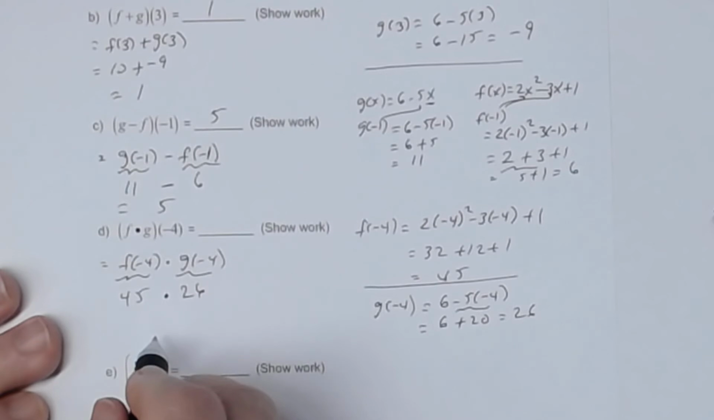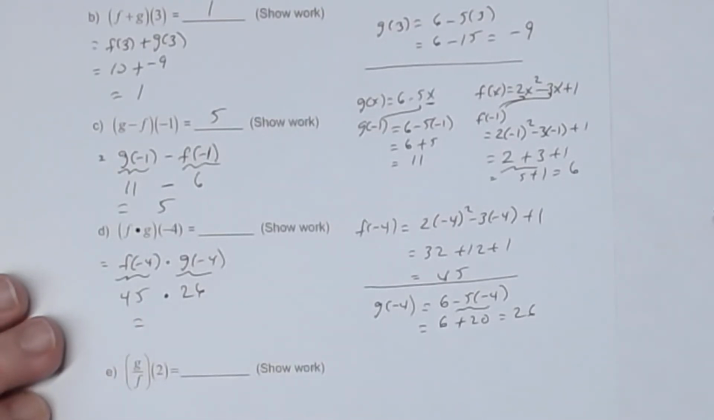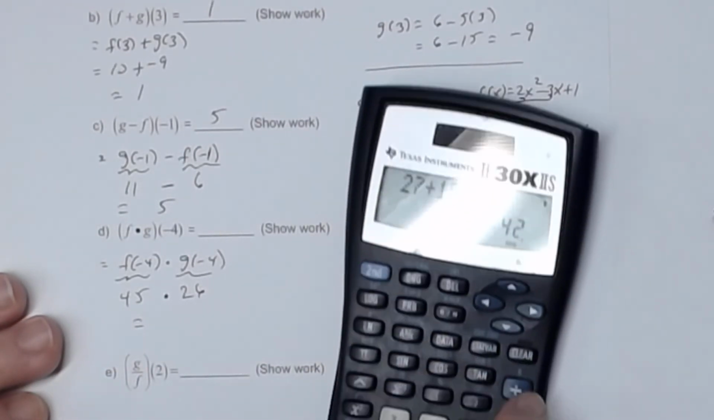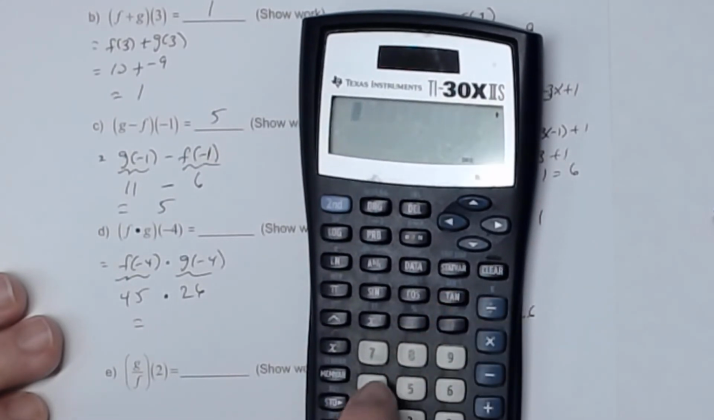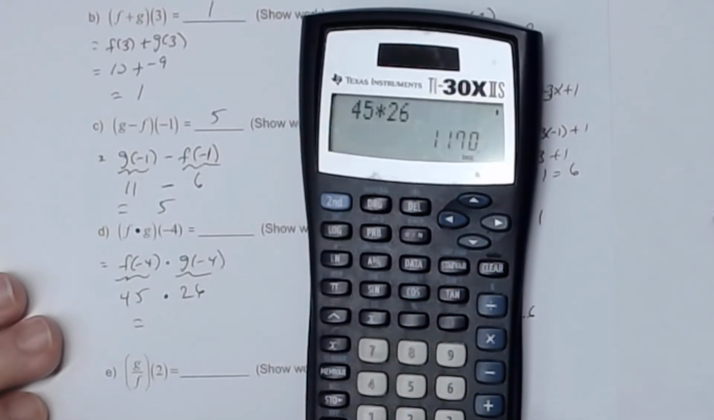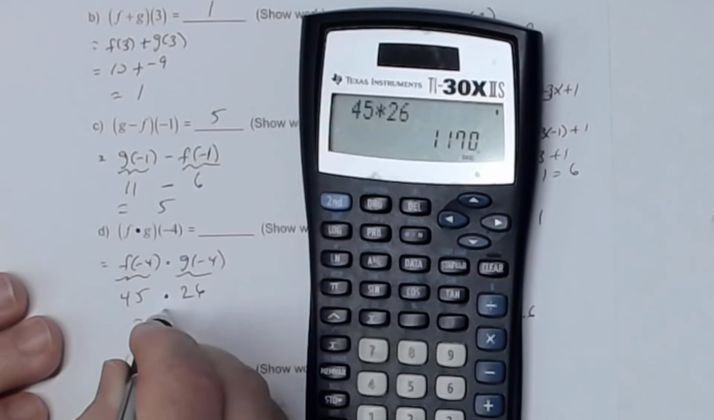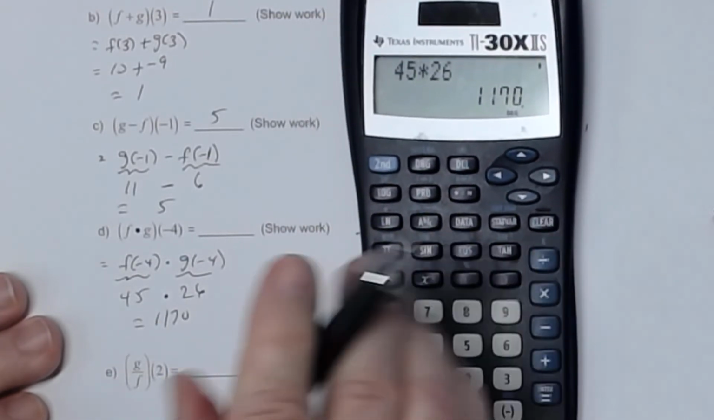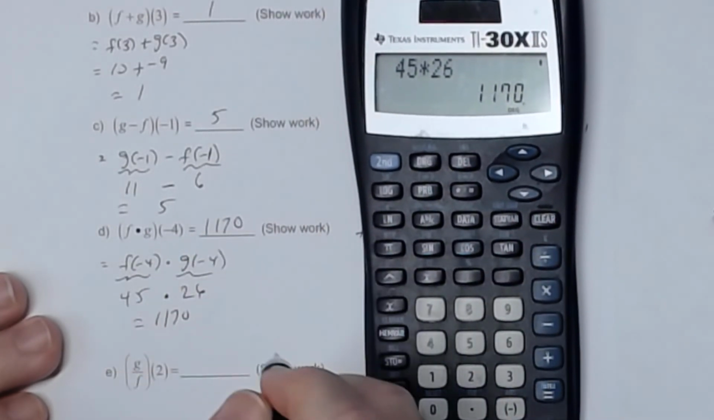Now using your calculator, you're going to say 45 times 26 will be 1,170. And so that's the answer there, 1,170.